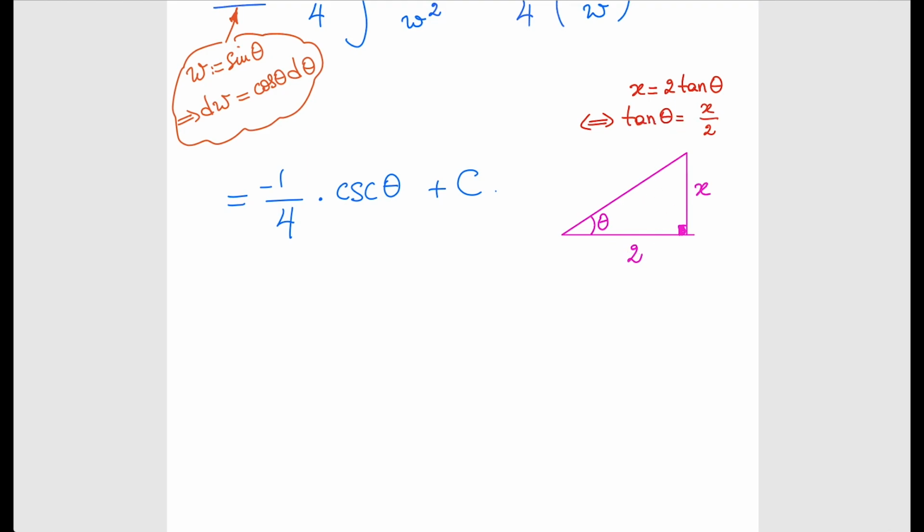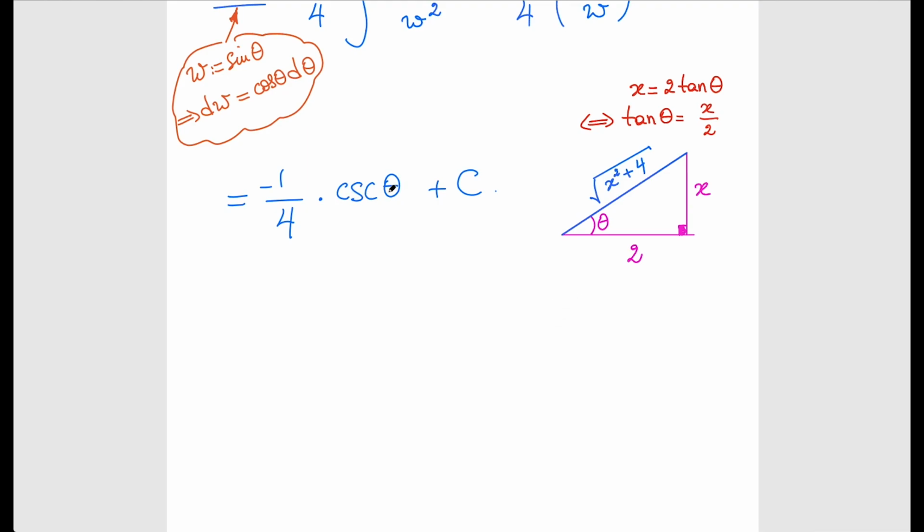So this is such a triangle that allows me to get tangent theta is actually x over 2. And as such, what's that hypotenuse? By the Pythagorean identity, the square of this is equal to the sum of the squares of those two, right? Which means this guy is going to be the square root of the sum of their squares. So x squared plus 4. X squared plus 2 squared, which is 4, right?